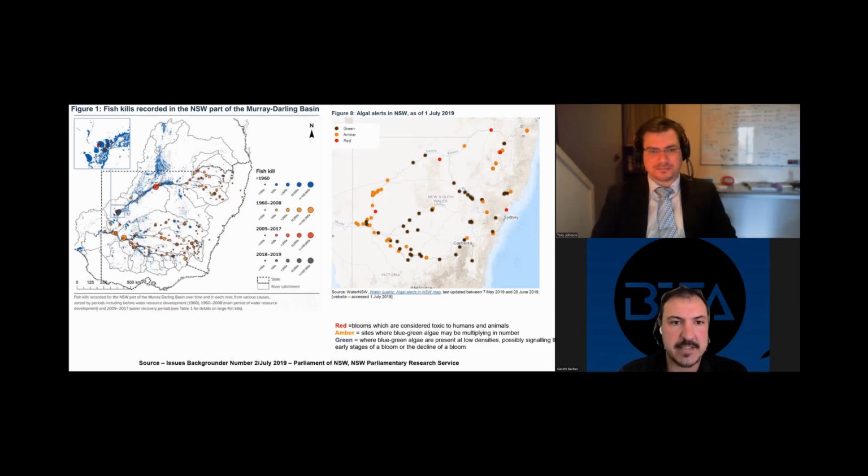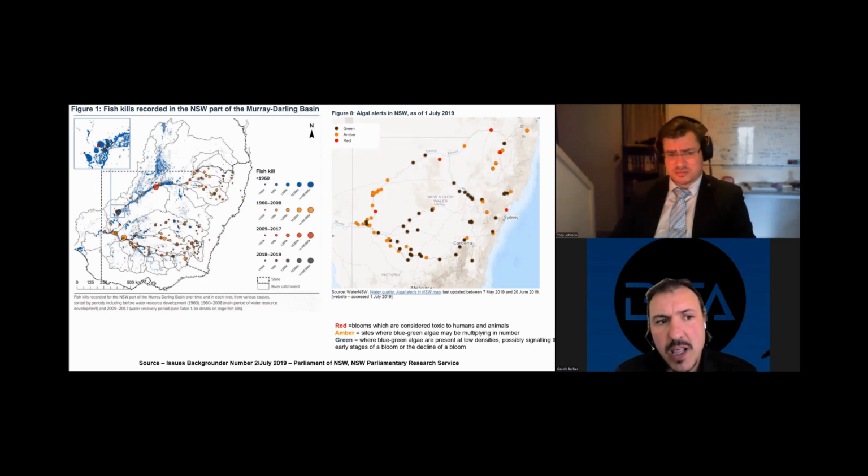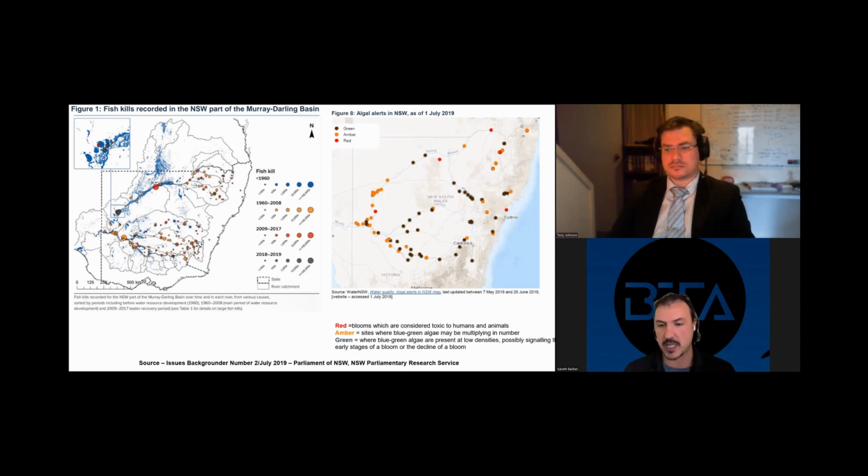Indeed. So before 1960, you can see there are a few dots there that would indicate the recorded fish kills before 1960. There aren't very many about, but they are in those hotspots. That could be due to a couple of things. It could be due to just population, that there wasn't as wide a population across as many areas of the Murray-Darling River.